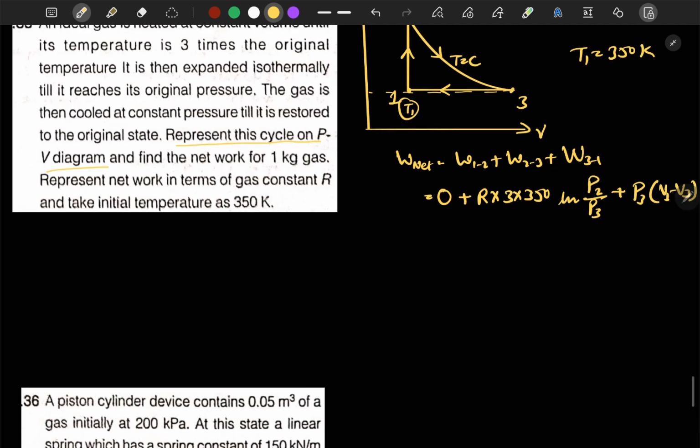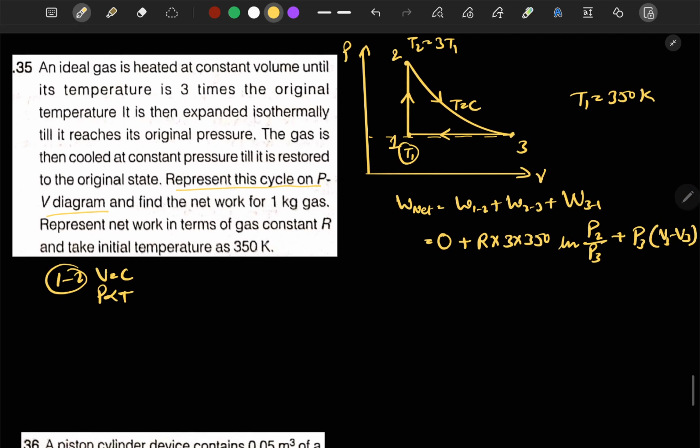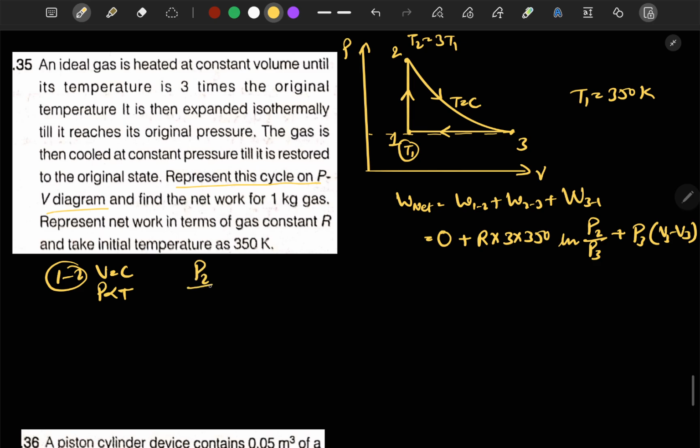And for process 1 to 2 we can say that volume is constant, so pressure is directly proportional to temperature. It means that temperature at 2 divided by temperature at 1 is equal to pressure at 2 divided by pressure at 1, which is equal to 3. That is, temperature at 2 divided by temperature at 1 is 3, which can be further equated to P2 by P3 since P1 is equal to P3.